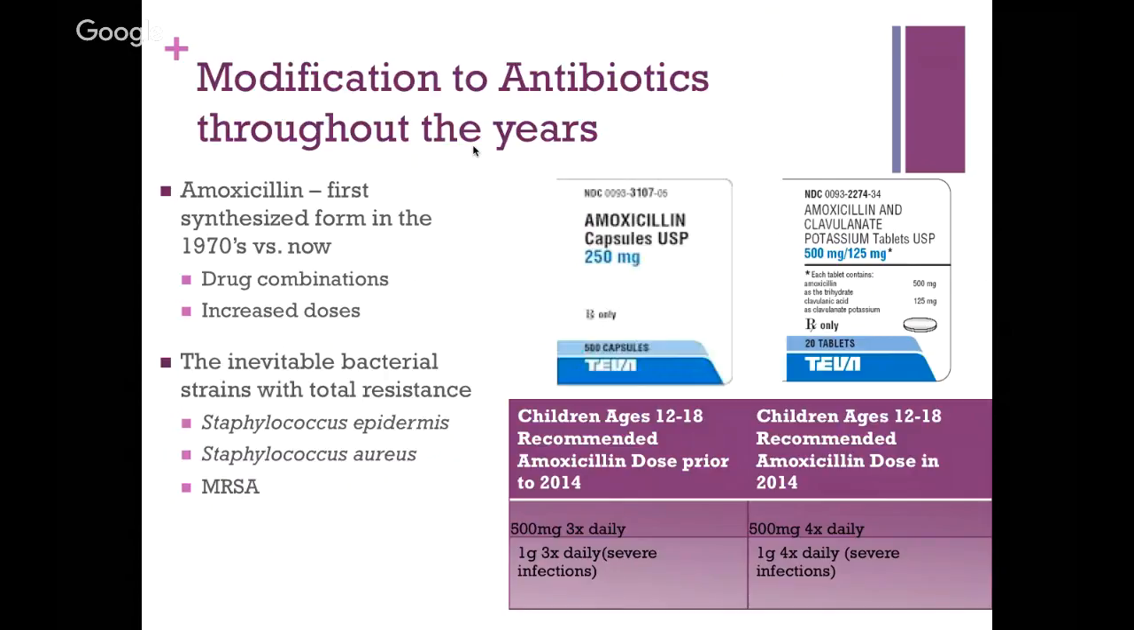Even though these modifications are happening to make the medicine stronger, there's still bacteria that are totally resistant to amoxicillin, and those are listed below: Staphylococcus epidermidis, Staphylococcus aureus, and of course MRSA.